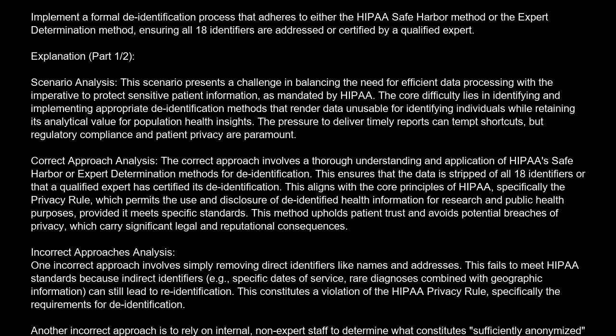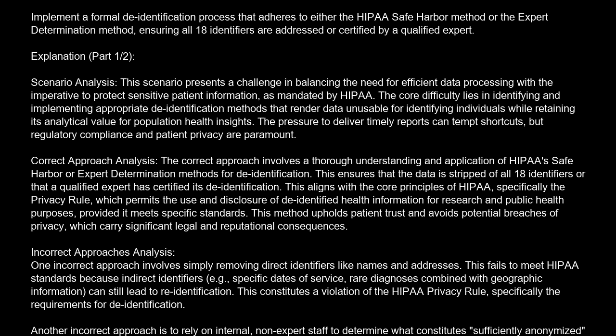Explanation. Scenario analysis. This scenario presents a challenge in balancing the need for efficient data processing with the imperative to protect sensitive patient information, as mandated by HIPAA. The core difficulty lies in identifying and implementing appropriate de-identification methods that render data unusable for identifying individuals, while retaining its analytical value for population health insights. The pressure to deliver timely reports can tempt shortcuts, but regulatory compliance and patient privacy are paramount.